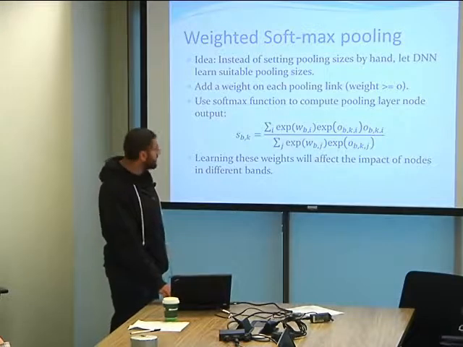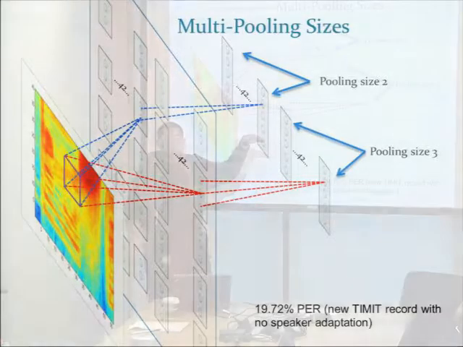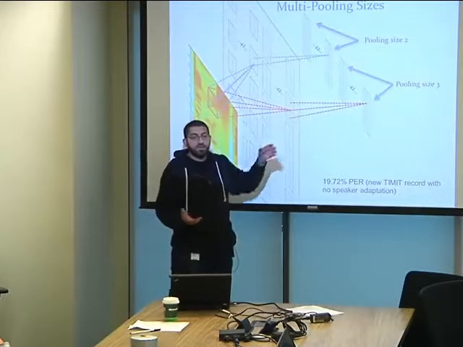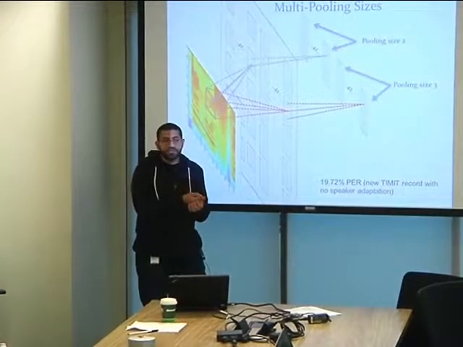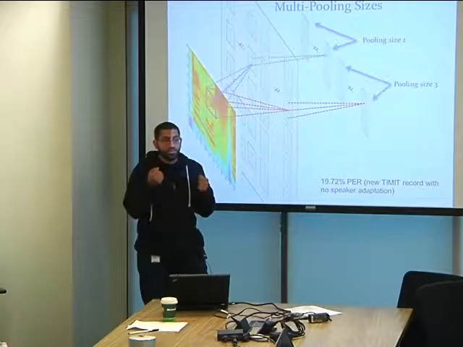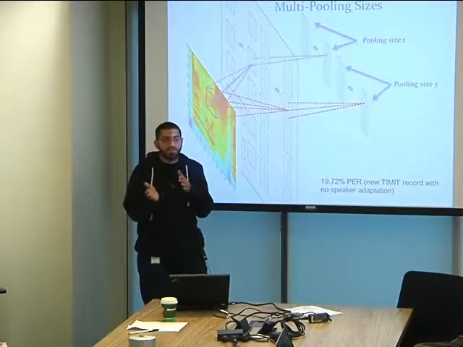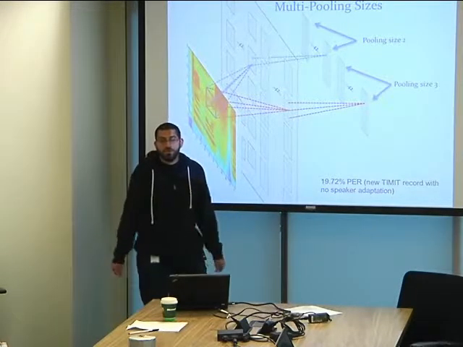So for example, if I set the pooling size to 6, and I have 6 weights, after learning, maybe some of these weights will be near 0. So actually, the neural network will learn to set the pooling size to be 5 or 4 or 3, if it needs to do so.